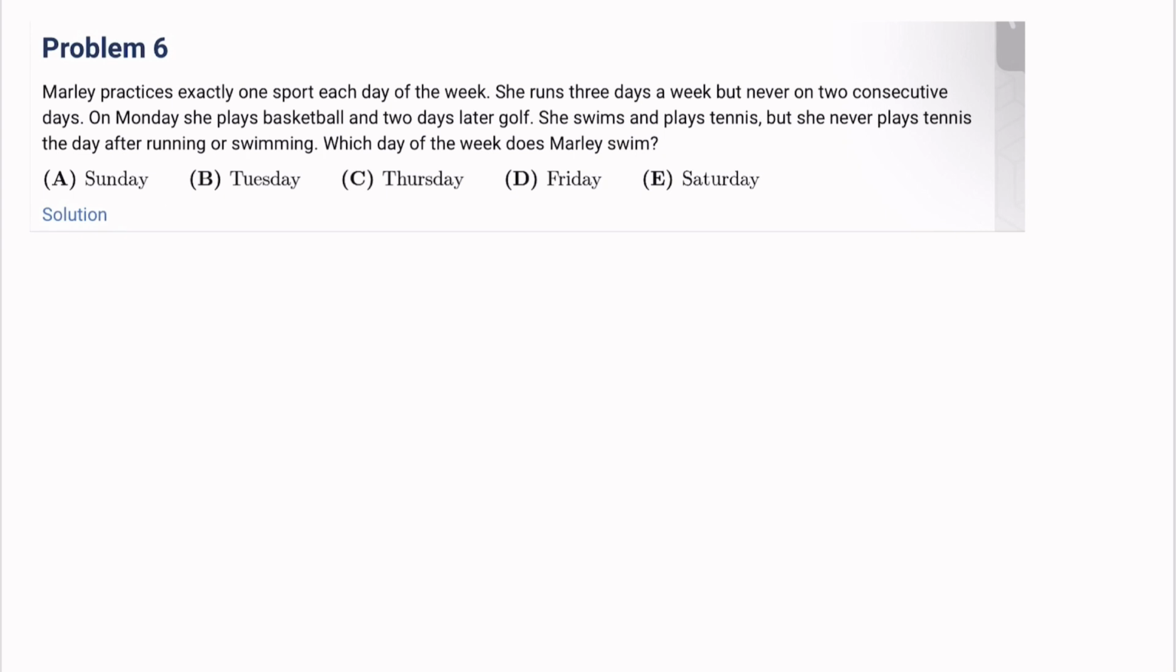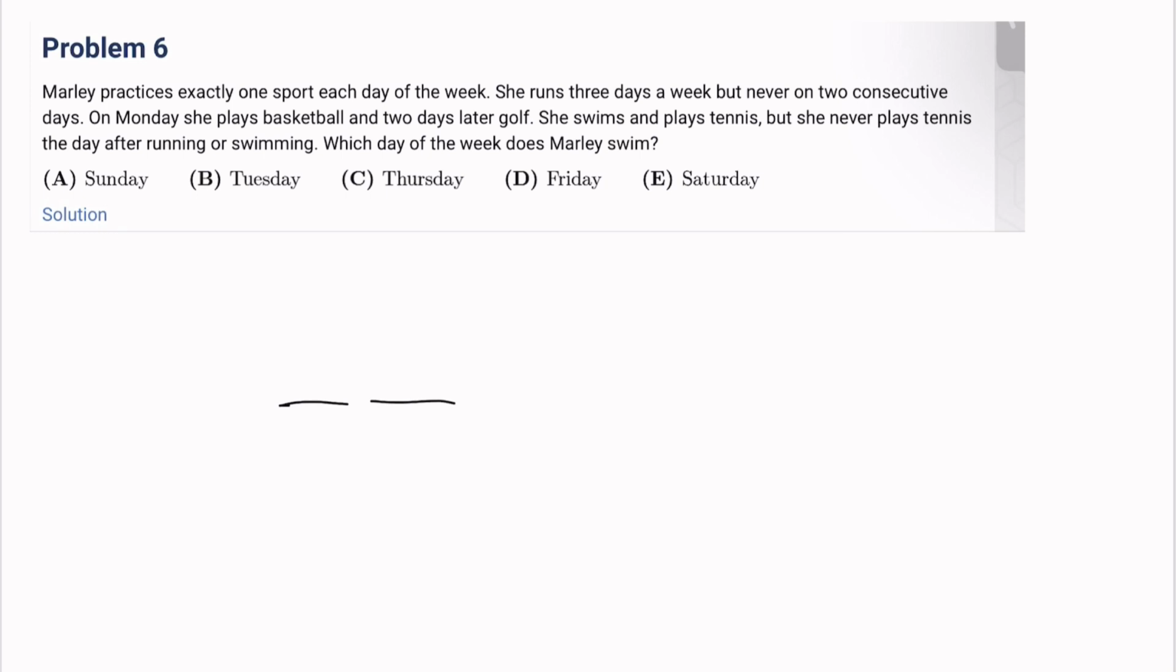Number 6. Marley practices exactly 1 sport each day of the week. She runs 3 days a week, but never on 2 consecutive days. On Monday, she plays basketball, and 2 days later, golf. She swims and plays tennis, but she never plays tennis the day after running or swimming. Which day of the week does Marley swim?